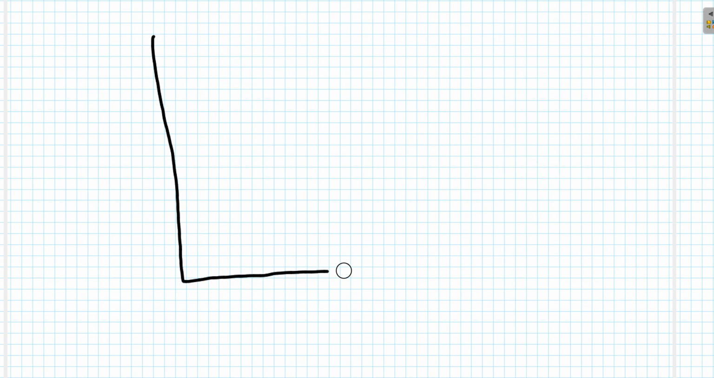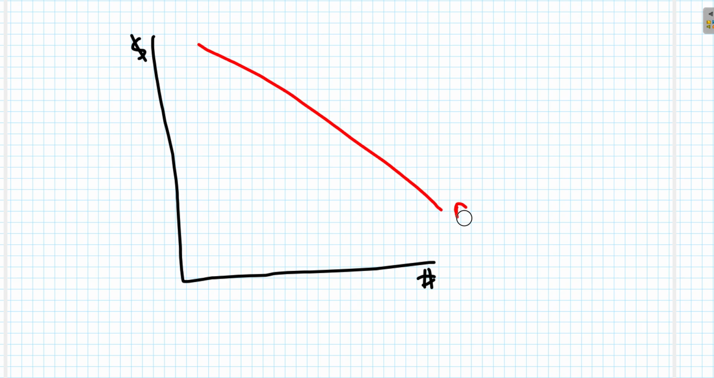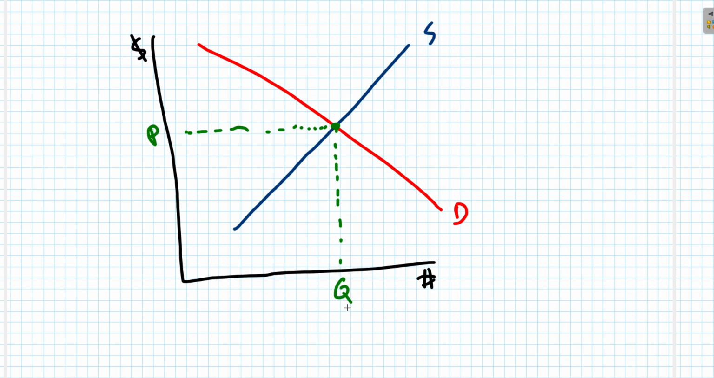So here's my shaky X and Y axis. Here's demand. Here's supply. And we hit a point where X marks the spot. We will follow this off to the left and that's going to be our equilibrium price. Take this down. That's our equilibrium quantity. And we're going to settle here because if the price is too high, there's going to be this difference.